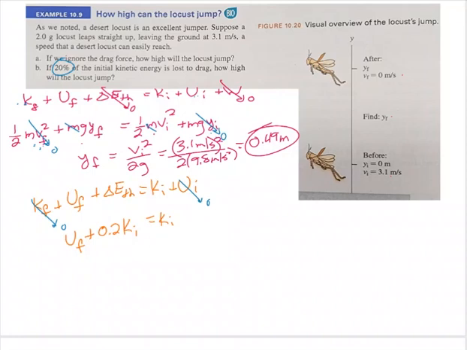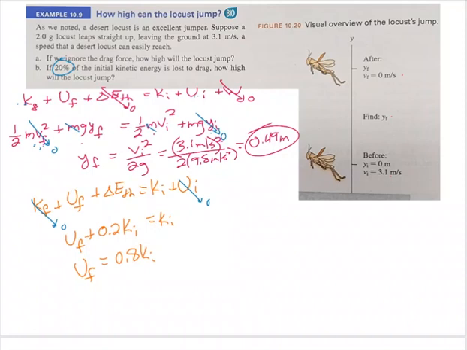Okay, so now, make the equations. I can move this 0.2 KI to the other side. So I'll have UF equals 0.8 KI. I just subtracted 0.2 KI from both sides. So now I have 0.8 on the other side.